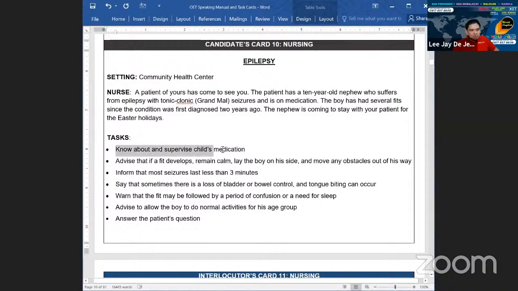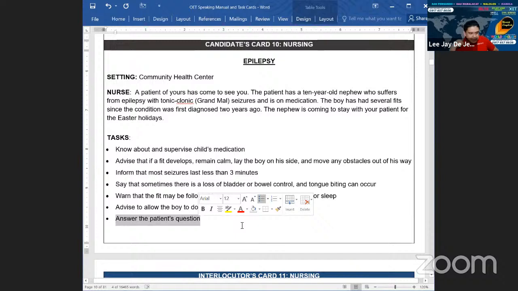I need to know about and supervise the child's medication. Advise that if a fit develops, remain calm. So basically, the information is already here. Right? Lay the boy on his side and move any obstacles out of the way. Inform that most seizures last less than 3 minutes. Say that sometimes there's a loss of bladder or bowel control and tongue biting can occur. Warn that the fit may be followed by a period of confusion or a need for sleep. Advise to allow the boy to do normal activities for his age group and answer the patient's questions.